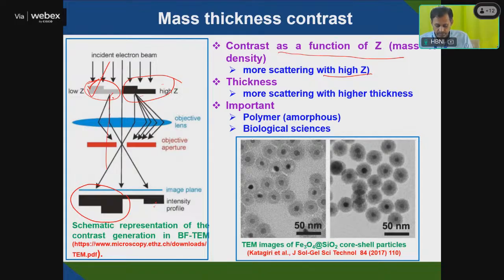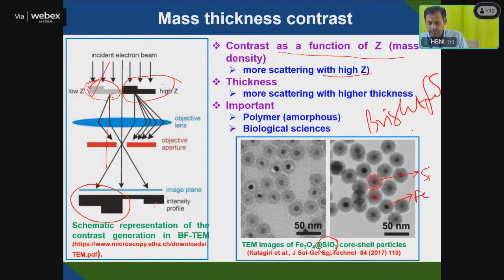I have shown an image of Fe3O4 coated with silica, SiO2. You can see the core, Fe3O4, is dark, and the silica shell is on the outer side. The silicon is the shell and the center is iron. If you see the atomic mass of iron and silica, there is a drastic difference. Because of the Z value, you can easily see the core-shell structure using mass contrast, mostly in the bright field TEM image.